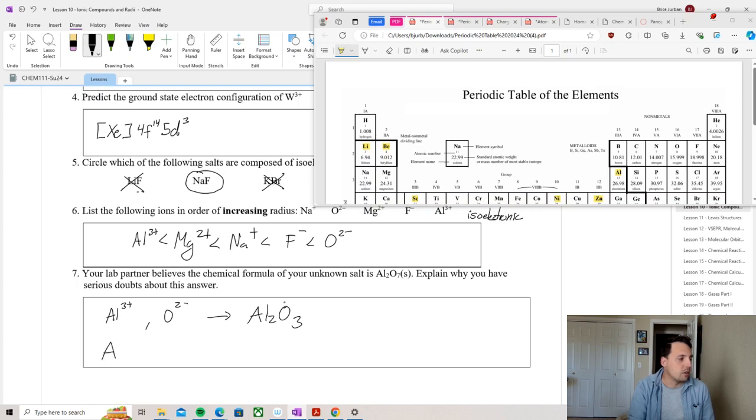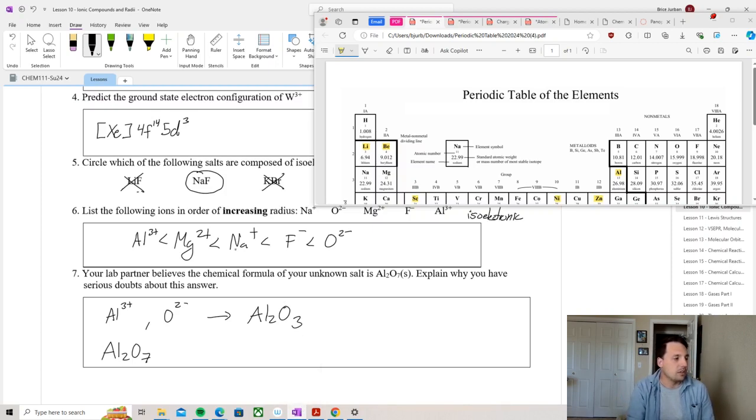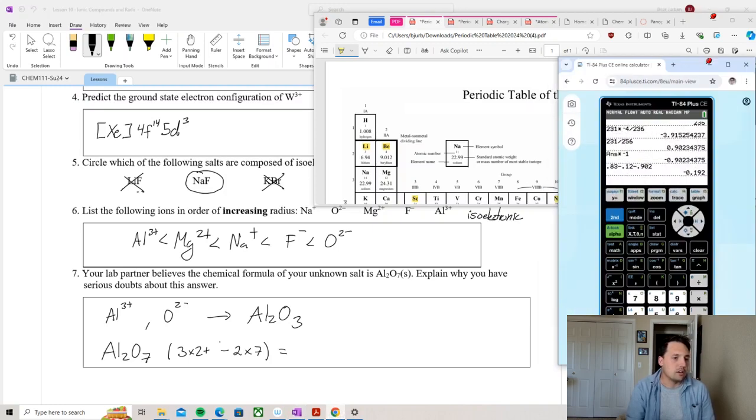Another way of looking at this is to go the opposite way. If I had Al2O7, do these charges cancel each other out? Well, 2 times 3 plus, minus 7 times 2, so the charge times the number of the atoms, gives us an overall charge of 6 minus 14, or negative 8. So this is not electrically neutral, which is a requirement for a compound.